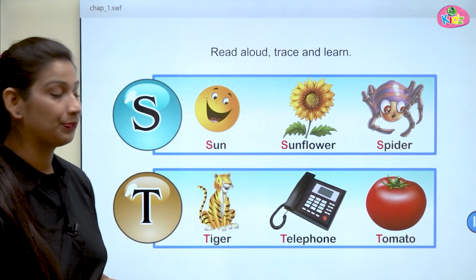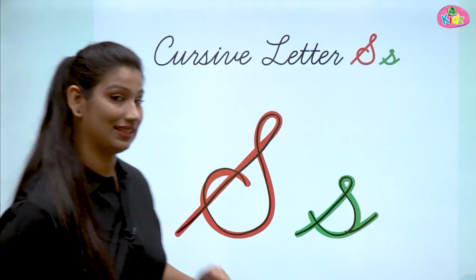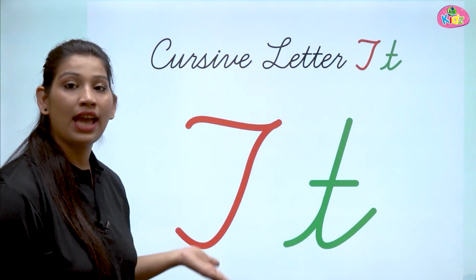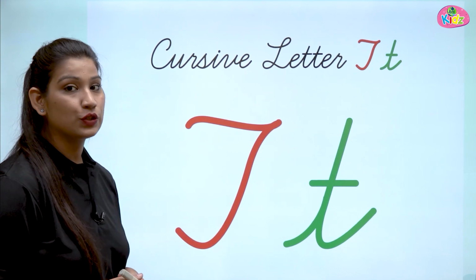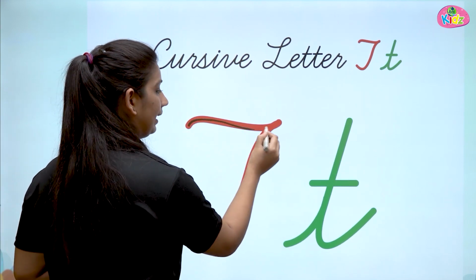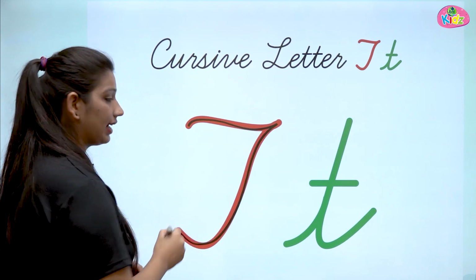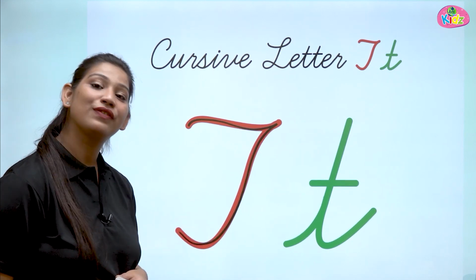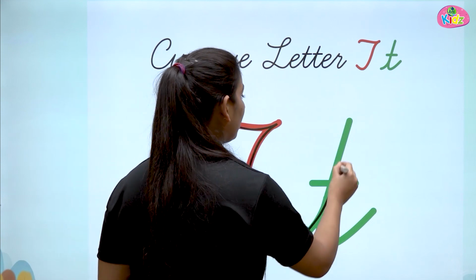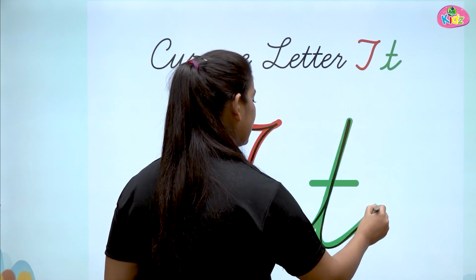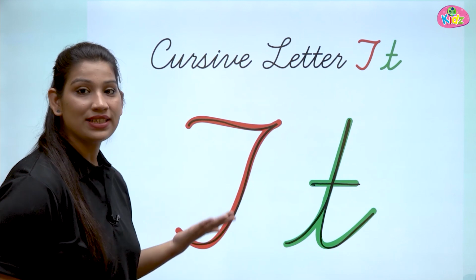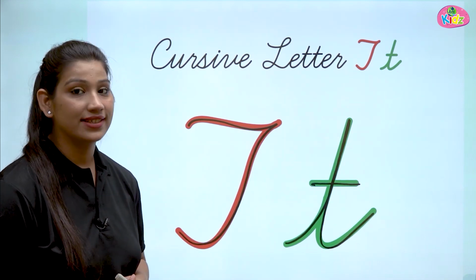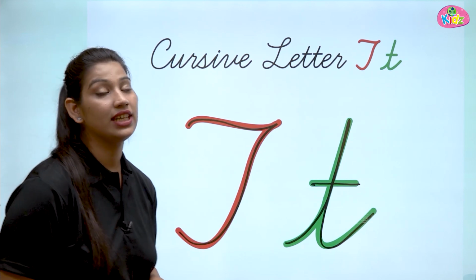T says T. Let's understand how to write it. This is our capital cursive T. This is our small cursive T. It's very easy. Come down. Yes, this is capital cursive T. This is small cursive T. Yes, in the middle, make a sleeping line. Small cursive T, capital cursive T. T sounds T.